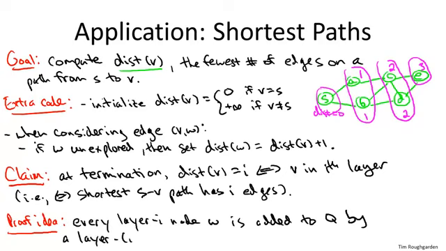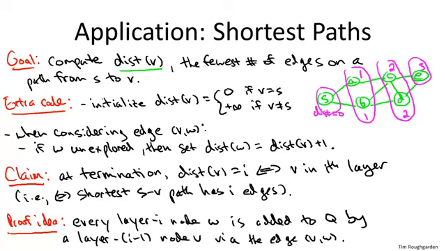So what does it mean to be a node in layer I? Well, first of all, you can't have been seen in any of the previous layers. You weren't a member of layers 0 through I minus 1. And furthermore, you're a neighbor of somebody who's in layer I minus 1. Right? You're seen for the first time once all of the layer I minus 1 nodes are processed.